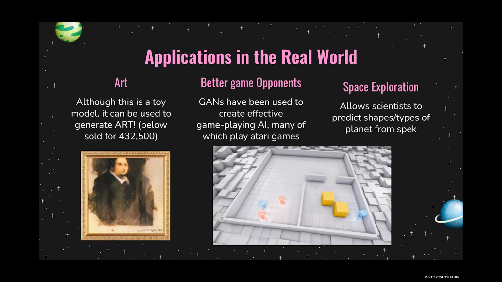And finally, Planet GAN could be used for space exploration. If you want to know whether what you're looking at through a telescope is really a planet, you could train this AI much more efficiently and maybe even make it determine if it's really a planet or not.